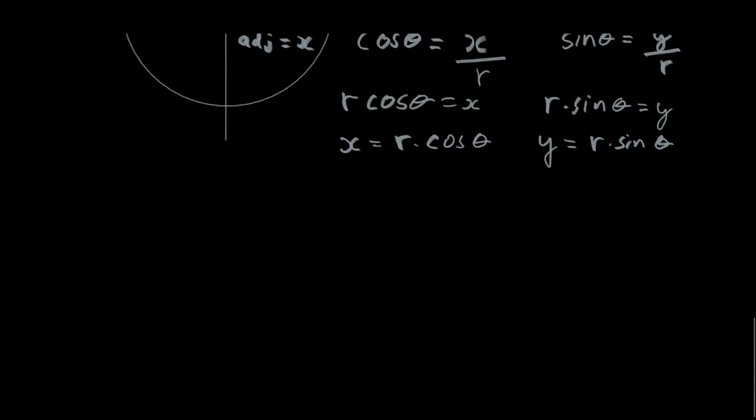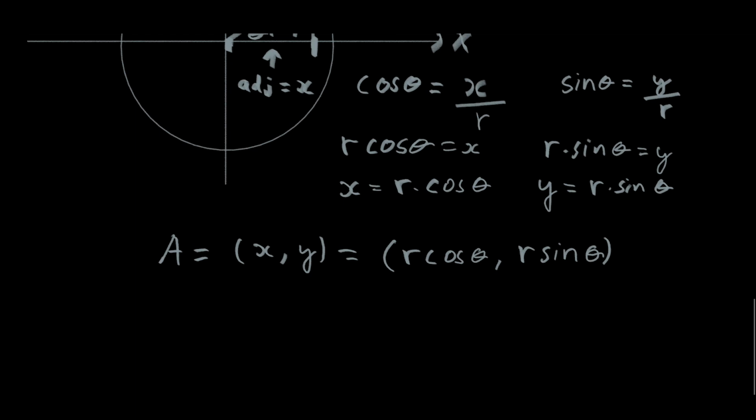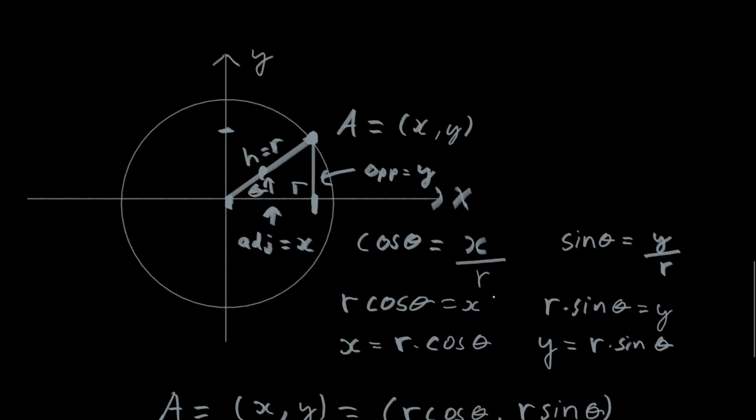So now our point A, which had Cartesian coordinates, or xy coordinates, or rectangular coordinates, those are all names for the same kind of coordinates, had coordinates x and y. We can express it as r times the cosine of theta as the x component, and we can express the y component as r times the sine of theta. And you can see that would get us any point on this bigger circle.